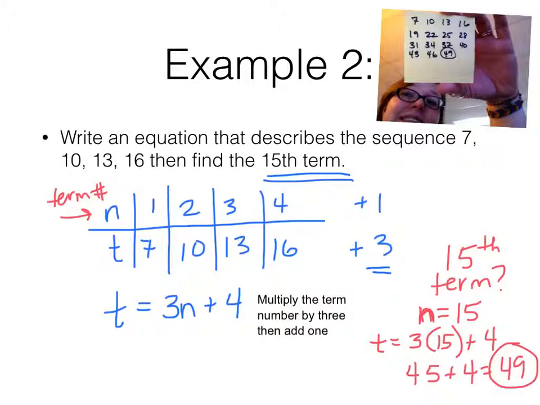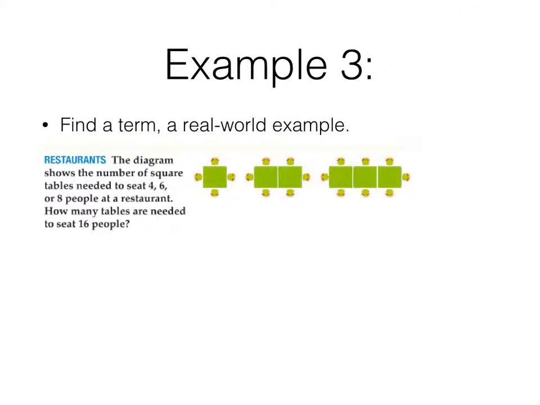All right, so that gives you an idea of how this could be utilized. Now we have a real-world example of how we can use this sort of pattern. So we're going to find a term. So again, we have a sequence. The diagram shows the number of square tables needed to seat 4, 6, or 8 people at a restaurant. How many tables are needed to seat 16 people? So this one is a little bit different. Okay, let's look at term number.